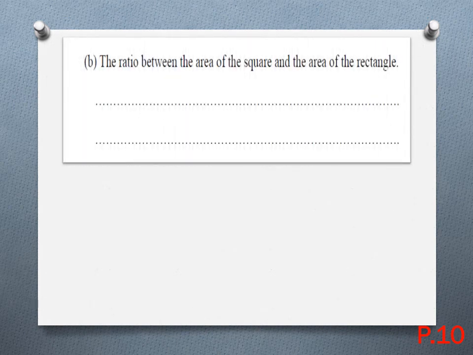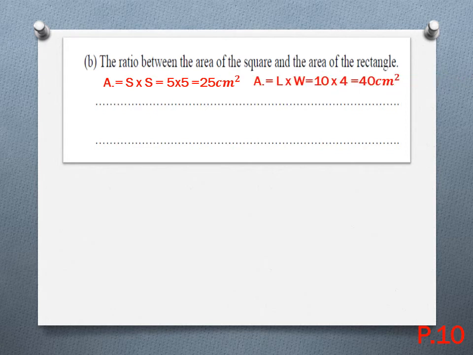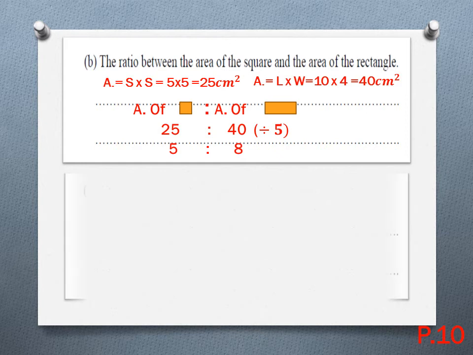The ratio between the area of the square and the area of the rectangle. We need to find the area of the square, side times side, 5 times 5 equals 25 square centimeters, and the area of the rectangle, length times width, 10 times 4 equals 40 square centimeters. Now the ratio between the area of the square and the area of the rectangle is 25 to 40. Divide the two terms by 5, because we have 5 and 0 in the units. 25 divided by 5 equals 5, 40 divided by 5 equals 8.